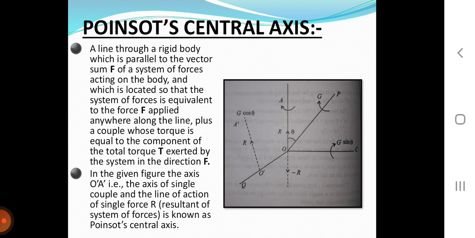In the given diagram, we can see that the line O dash A dash, i.e. the axis of the single couple, and the line of action of the single force R, meaning the resultant of the system of forces. This line is known as Poinsot's central axis.